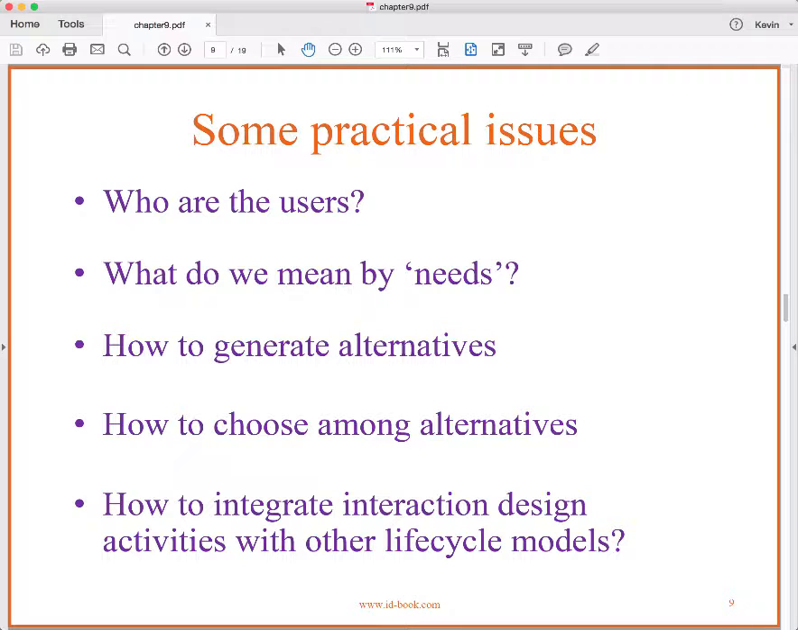Okay, so let's talk about some of the practical issues. Who are the users? What do we mean by needs? How are we going to generate these alternatives? How are we going to choose among the alternatives? How are we going to iterate interaction design activities with other lifecycle models? And I gave you a hint to that when we were on the last slide.